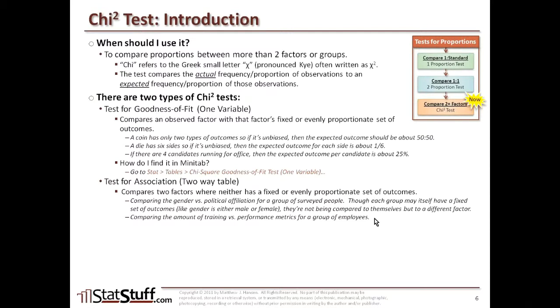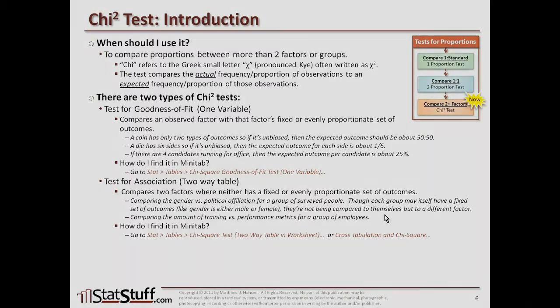We'll get into examples of each of these, but to find this particular test within Minitab, you go to the Stat menu, select Tables, and you can either choose the Chi² test, the 2-way table in the worksheet, or you can select the cross-tabulation in Chi². And again, we're going to run examples through all these different types of tests here.